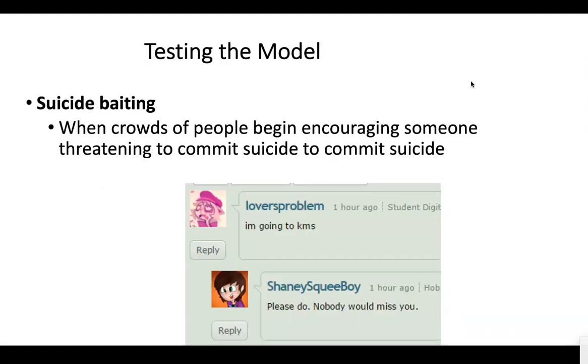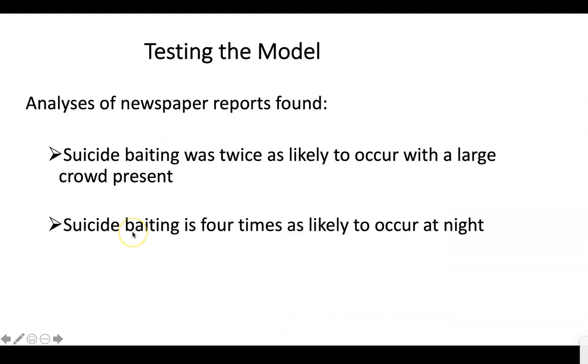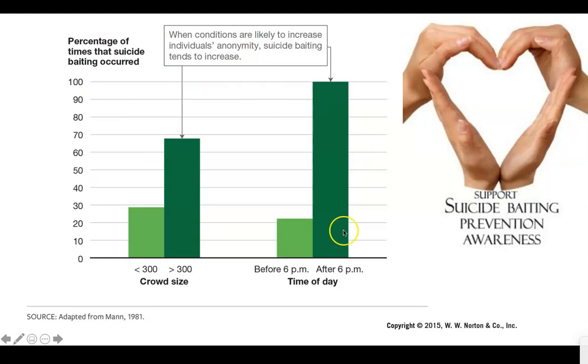One way in which this has been tested is what's called suicide baiting. So when crowds of people begin encouraging someone to commit suicide, like, I'm going to kill myself, please do, nobody would miss you. One analysis looked at newspaper reports. They found it was twice as likely to occur with a large crowd and 4 times as likely to occur at night. So people are yelling, jump, and they're more likely to do that when they're not recognizable. You can look at crowd size, and after 6 p.m., when people are more likely to be anonymous, they're more likely to say those things, kind of like trolls online, as we talked about.